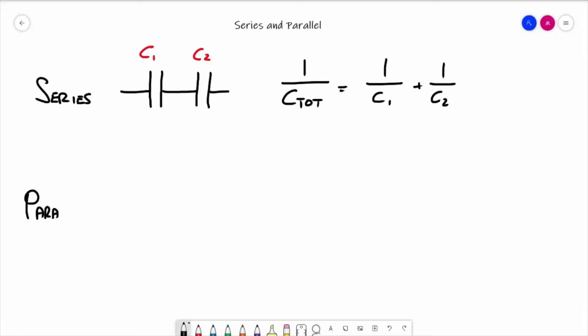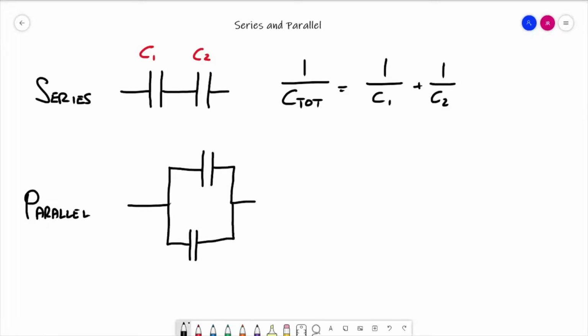For parallel, if we had one capacitor there and another capacitor there, so again we've got C1 and C2, when we have capacitors in parallel with each other, our total just becomes C1 plus C2, etc.